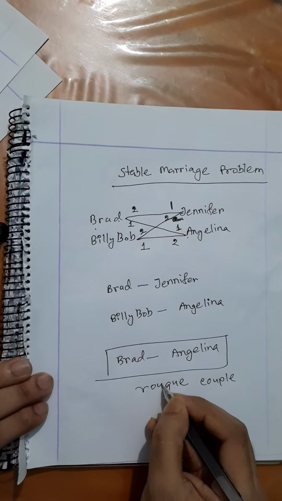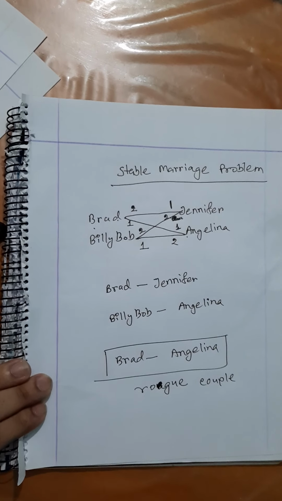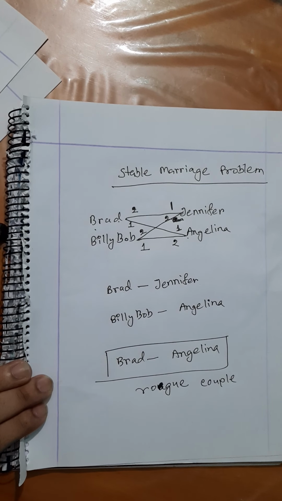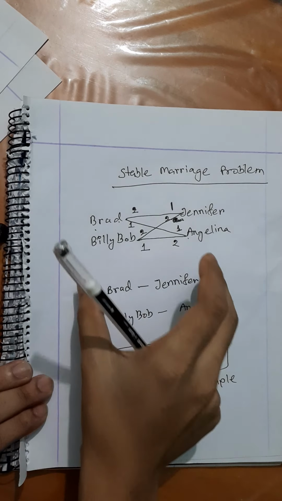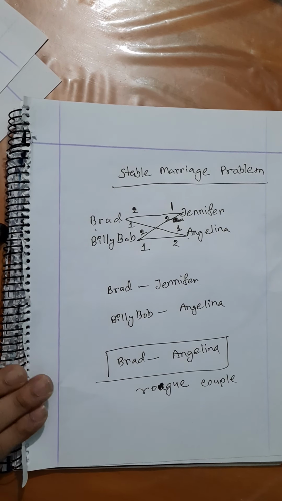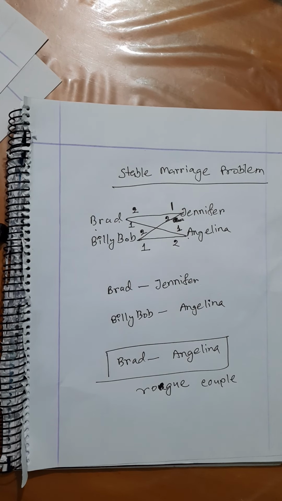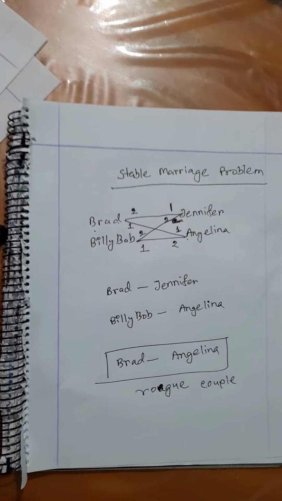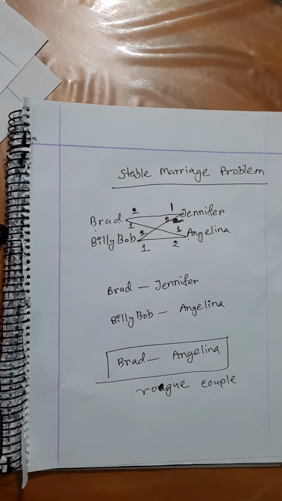I think that's spelled right. So they will form a rogue couple, and this marriage set is not going to be stable because of this rogue couple. So we have to find such a matching so that there are no rogue couples.